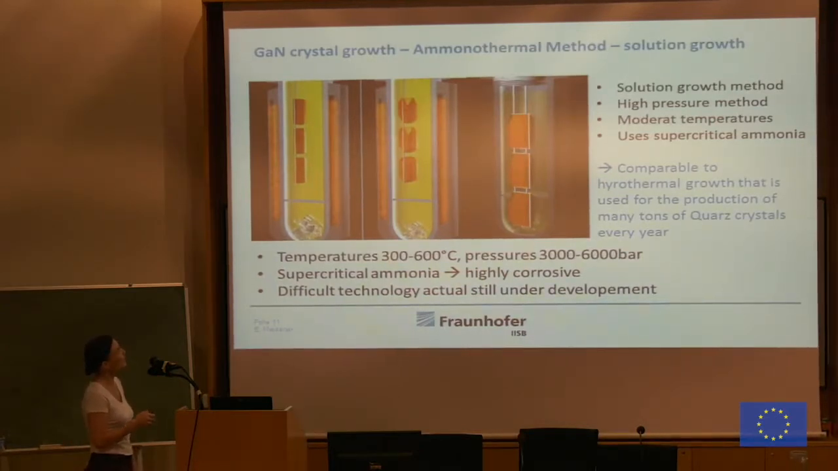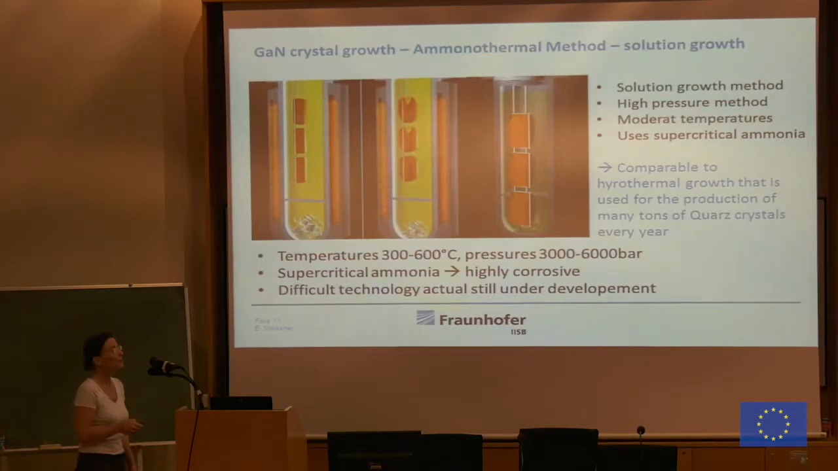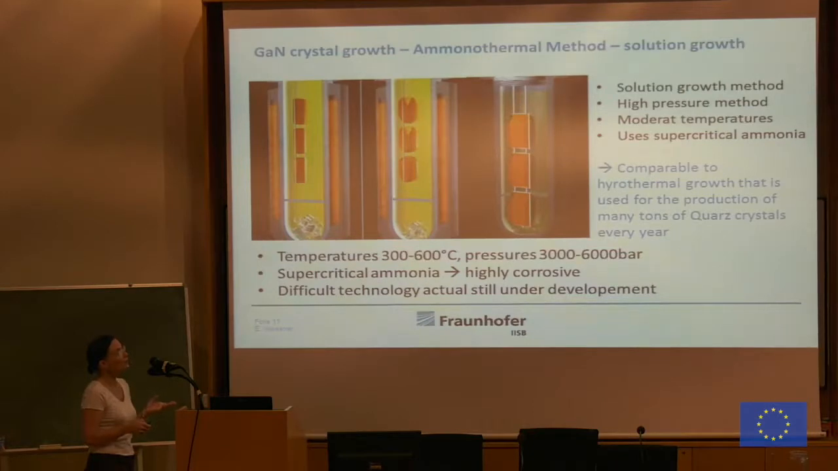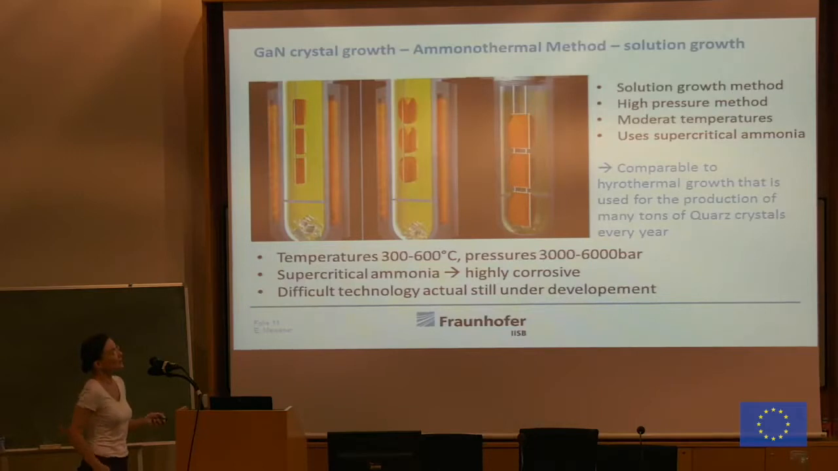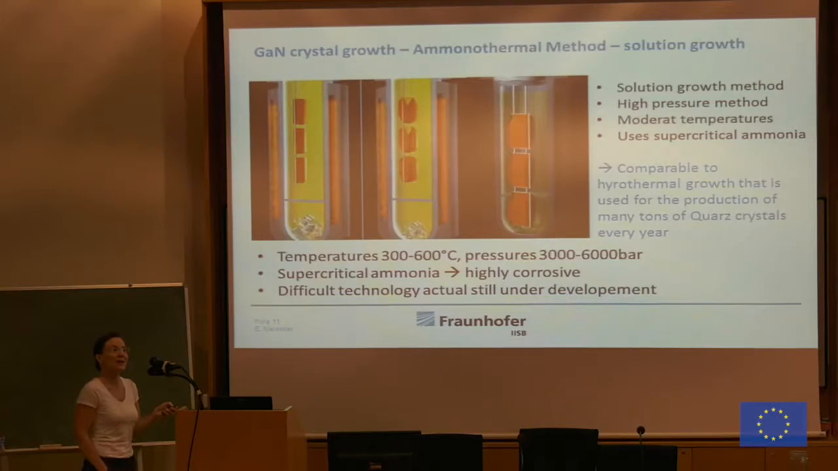So the alternative, as I said, is the monothermal growth method for gallium nitride, and monothermal is something that is comparable to a hydrothermal growth process. Hydrothermal means that you work under supercritical water conditions, under higher pressure and temperature, and this is actually a production method that is used for producing many tons of quartz crystals every year. So hundreds of tons of quartz are produced by the hydrothermal method. Now you go to supercritical ammonia, and you have a process which is kind of comparable, and this is the idea that the crystal growers want to try also.